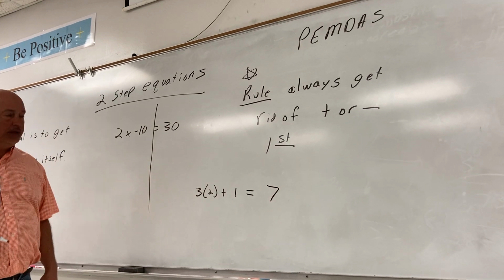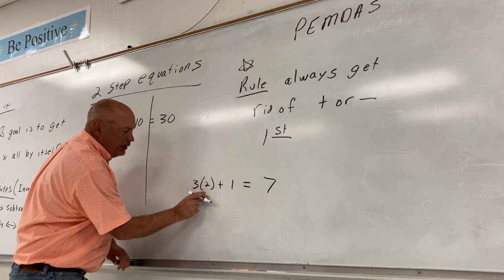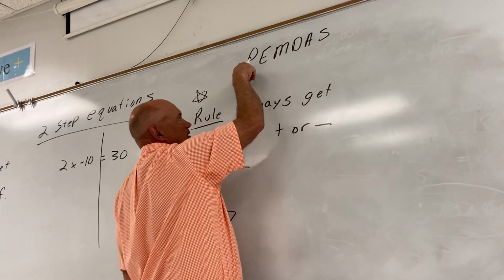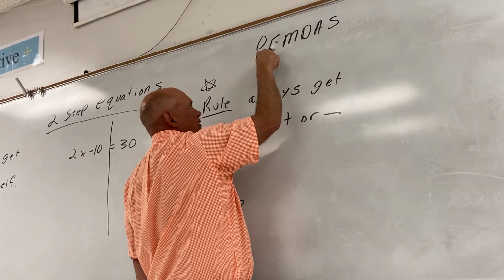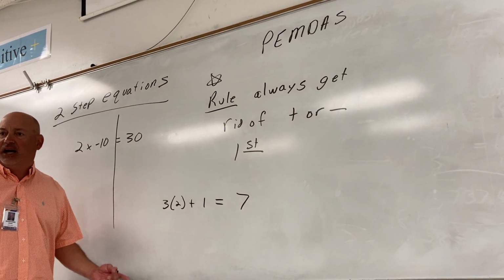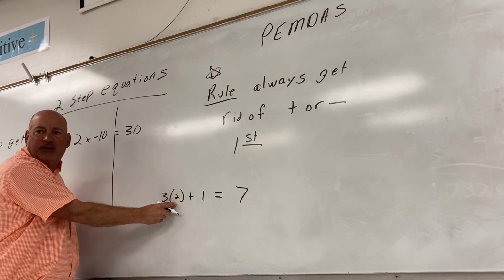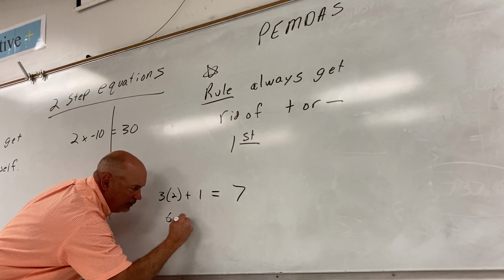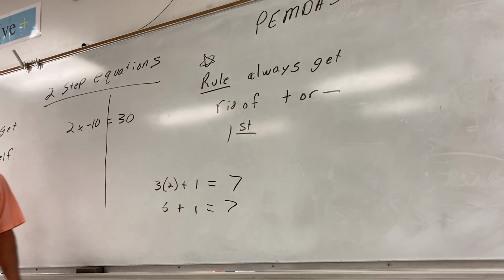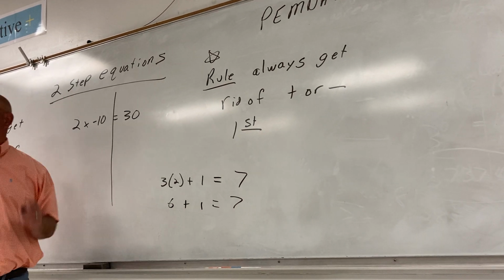Okay. So, you had to multiply first because in PEMDAS we do parentheses, exponents. There's neither one of those. So the first thing we have to do is multiply or divide. So we've got to do that first, which is 6. Then we got to add the 1 to get our final answer of 7. Y'all agree? According to PEMDAS.